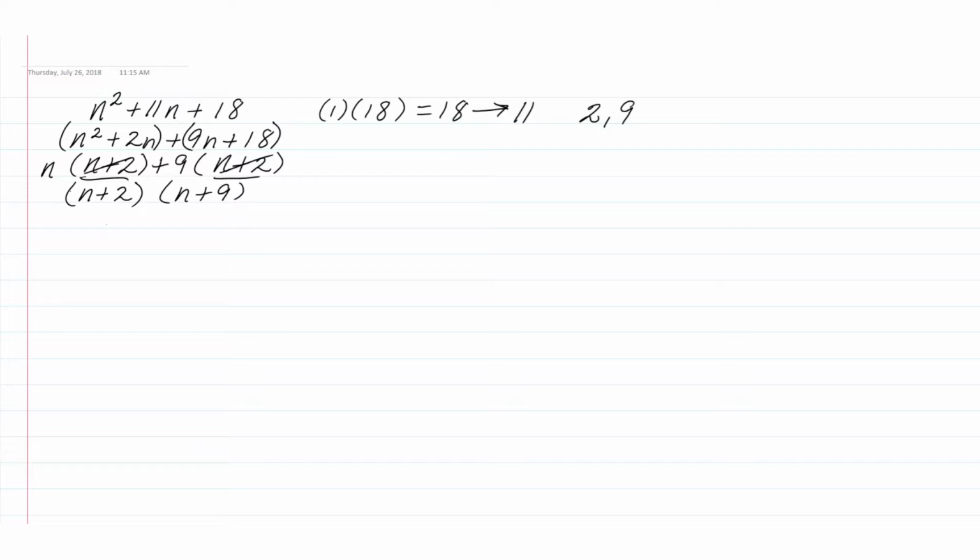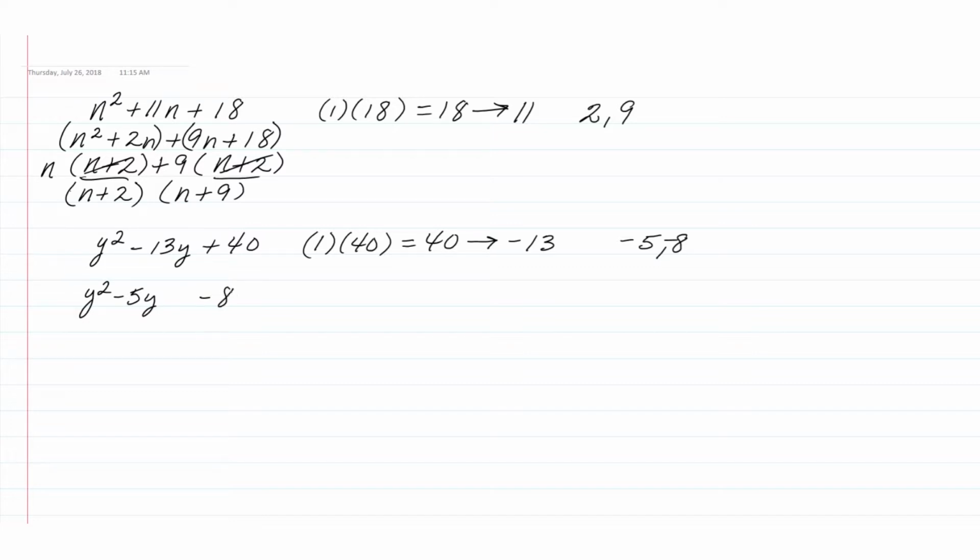Okay, so let's try another one. So let's try maybe y squared minus 13y plus 40. So we're looking for the factors of 1 times 40, which of course is 40. So we're looking for the factors of 40 that add up to be negative 13. So I'm thinking negative 5 and negative 8. So we're going to say y squared minus 5y, then we're going to have minus 8y plus 40. Okay, so let's group our first two.